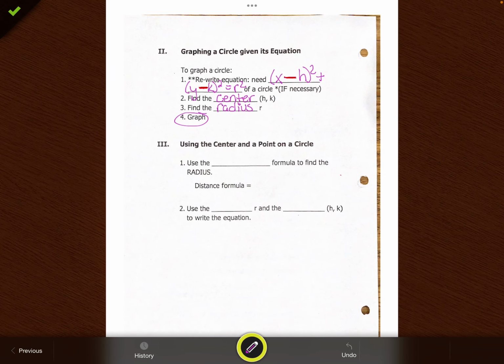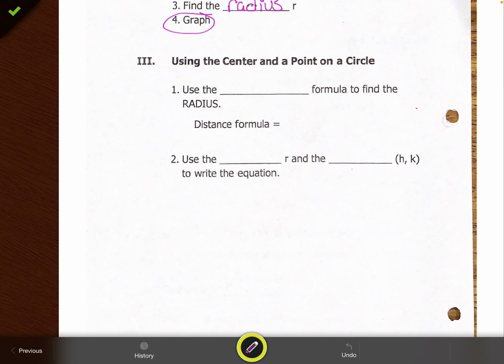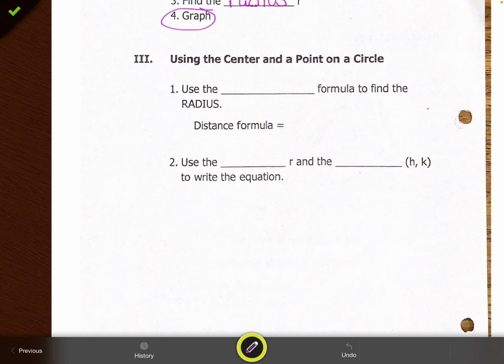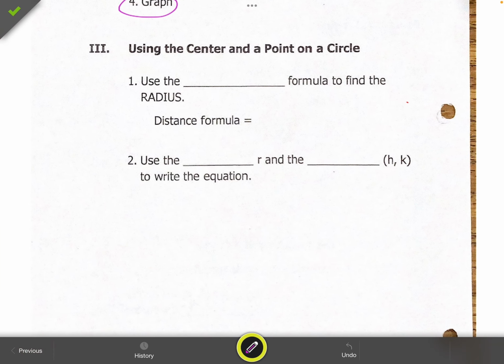So today we're going to wrap up talking about circles, and we are going to write the equation, the standard form of a circle. And what you guys are going to see today is they are going to give us the center.